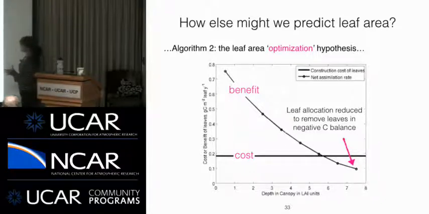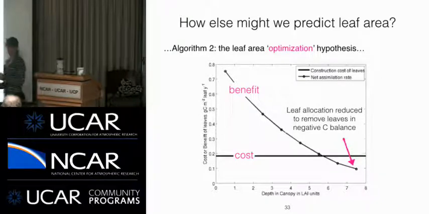For the rest of the talk, just as an aside, I'm going to talk about a bunch of different hypotheses that I've added into the model that can be tested using our Earth observation products. This hypothesis is called leaf area optimization.